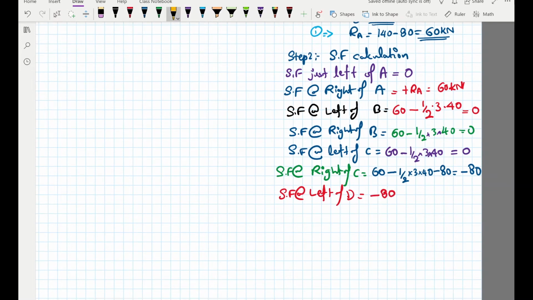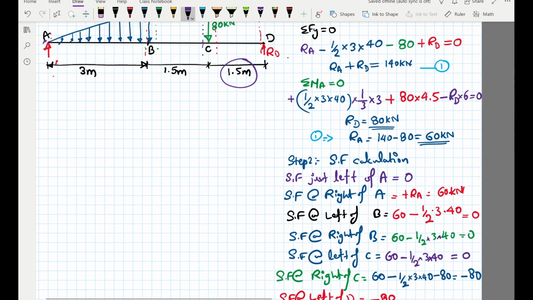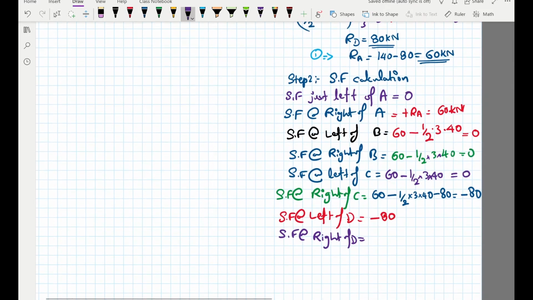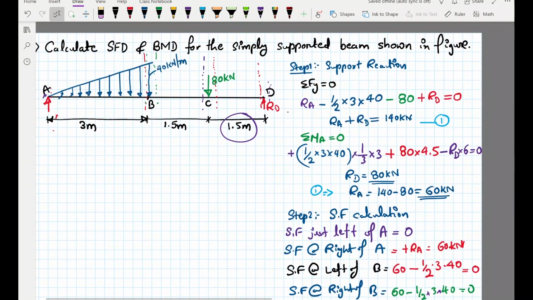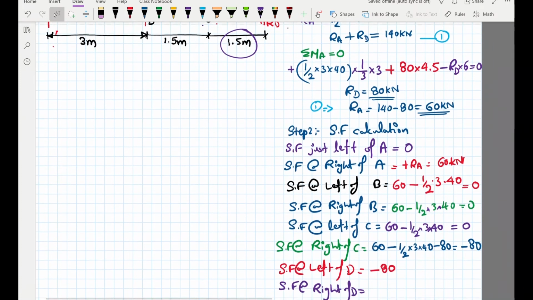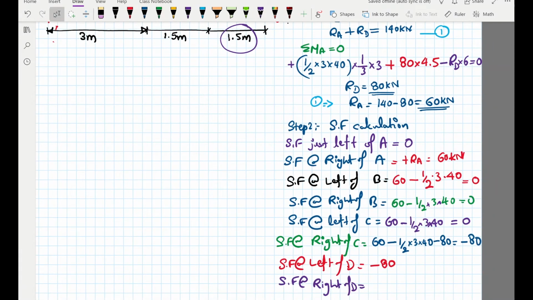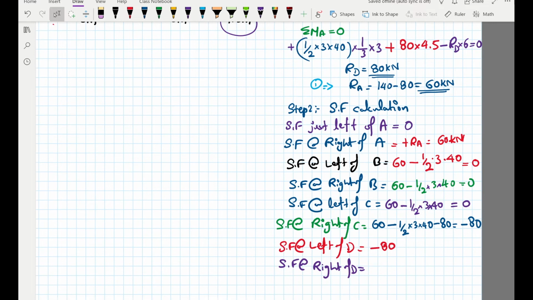Then the last one, shear force at right of D. If I consider one section somewhere here, in the previous case we got minus 80. After that, what is going to act? RD is going to act upward. So minus 80 plus 80 will be equal to 0. This is the thing we have to do.